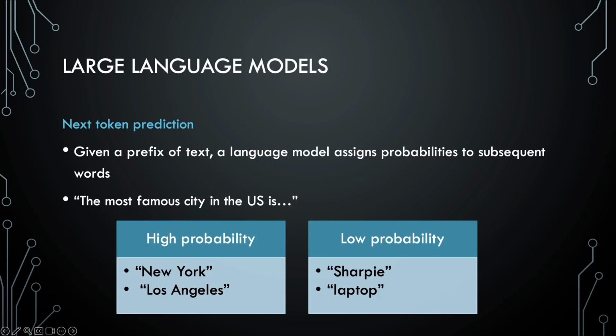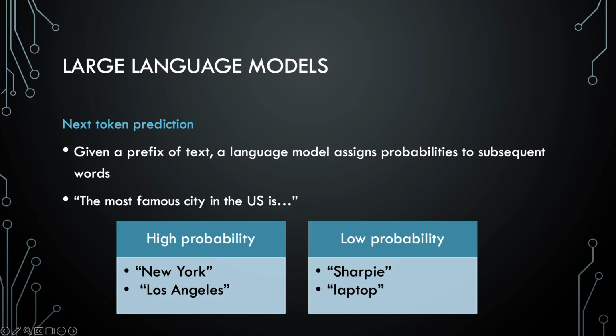Let's start by understanding what large language models actually do. Large language models are designed for next token prediction. This means that given a text prefix, the language model assigns probabilities to subsequent words and returns the words that are most likely to come next.